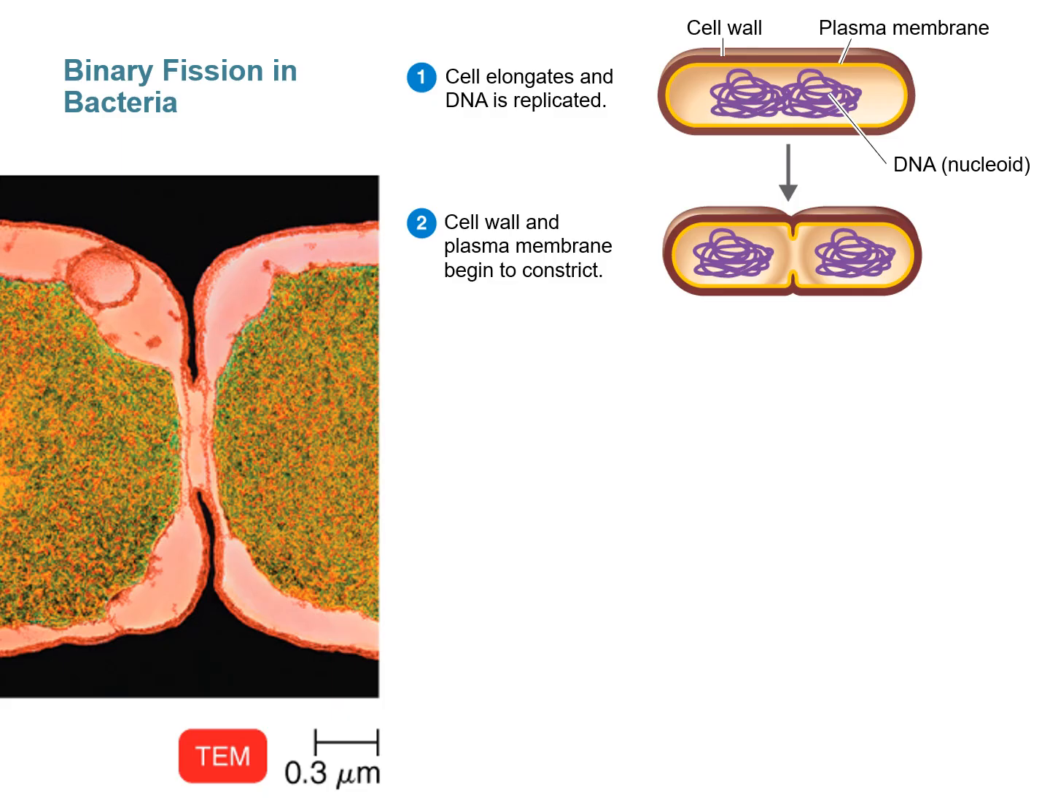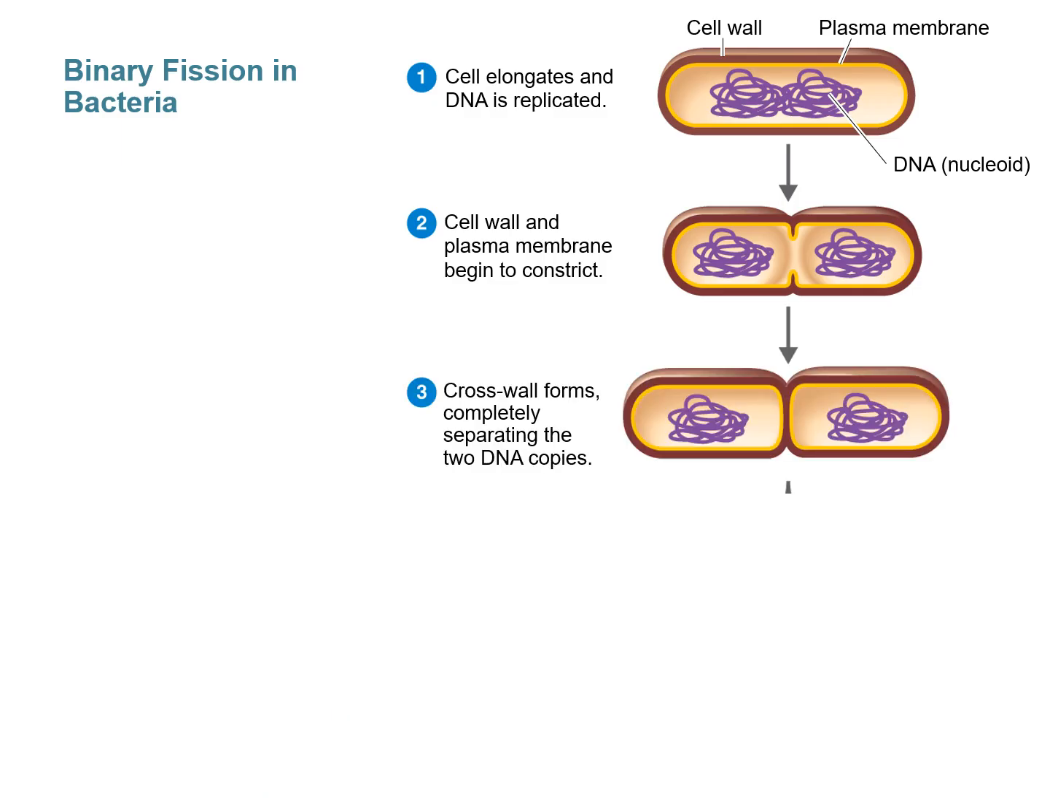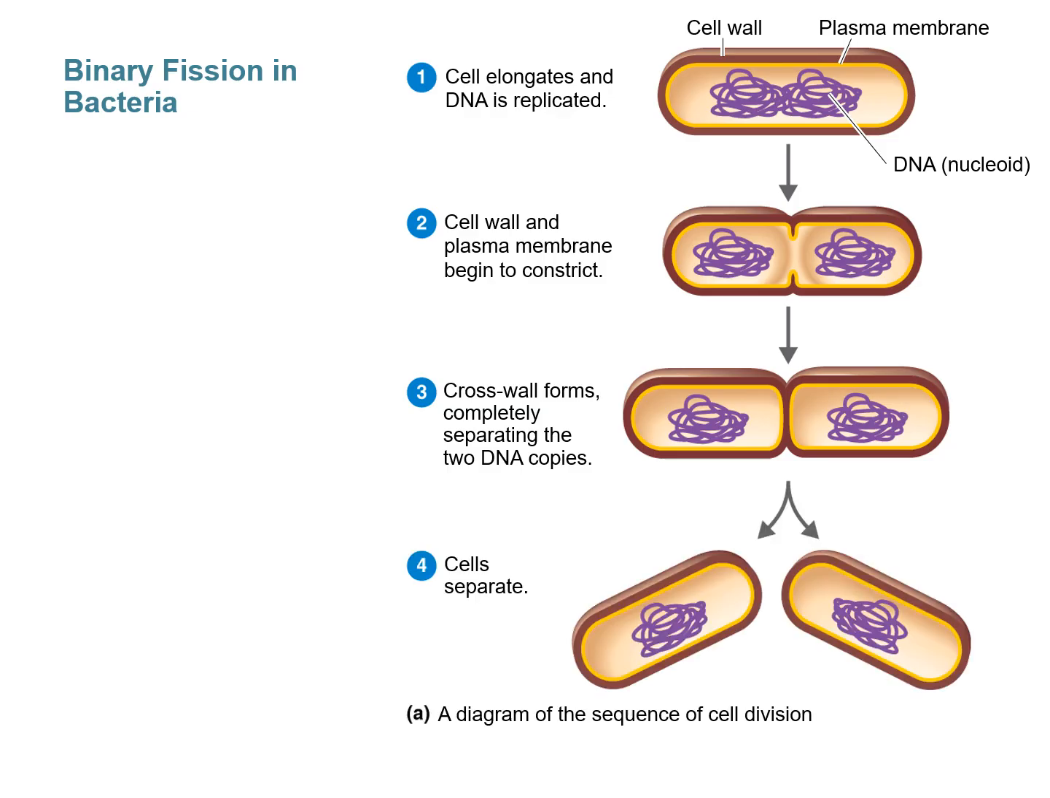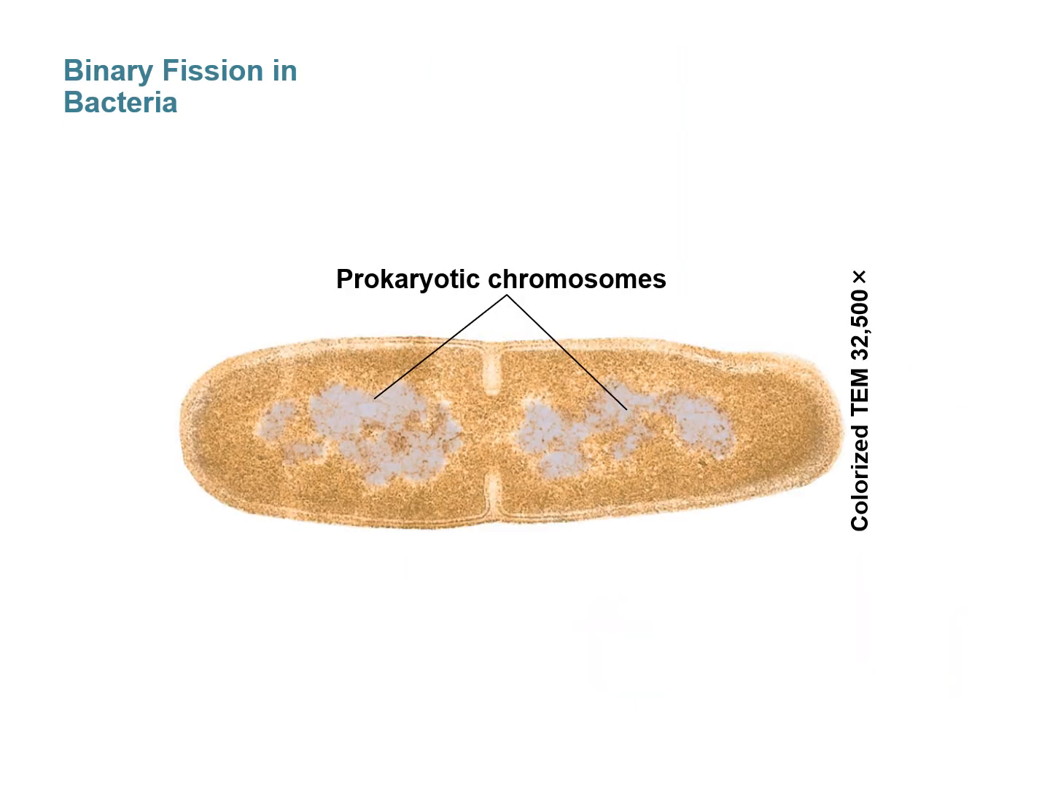Eventually, this constriction will reach all the way through the cell, separating the 2 copies of DNA. When this happens, the cells will then separate. And we're done. 2 identical cells. If we were to look at the entire bacteria while it's going through this process, we can see that the nucleoid was divided into 2 parts. That's the gray area here.